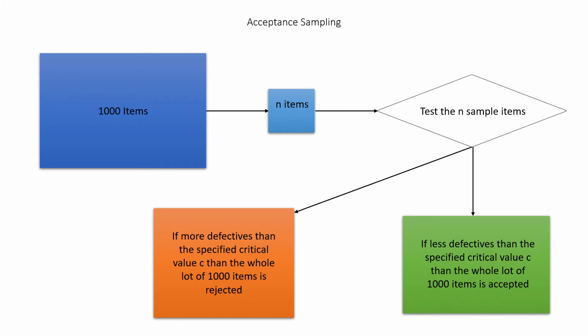A lot of 1,000 items is to be judged for acceptance. To do this, a certain number of items, n, are randomly selected. The n number of items are then tested, and if a certain number of items, c, fail, then the whole lot of 1,000 items is rejected, and if the number of items that fail are less than c, then the whole lot is accepted.